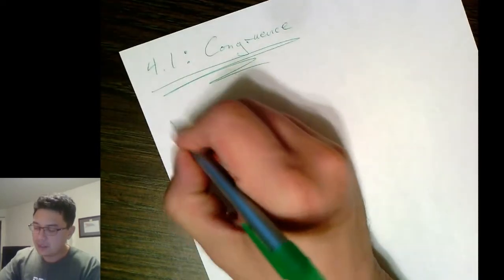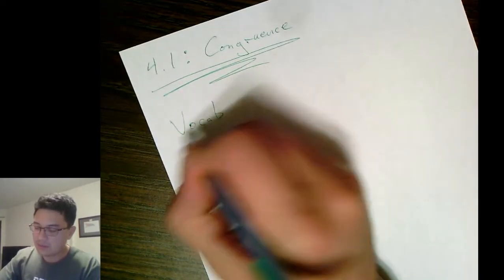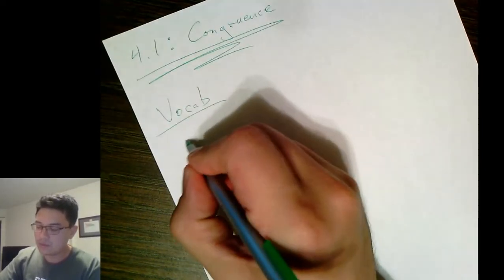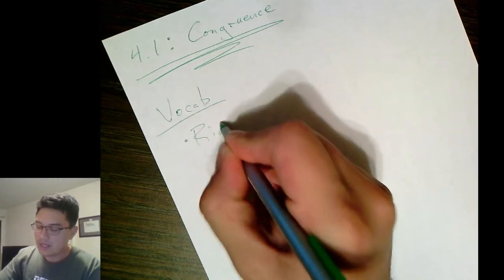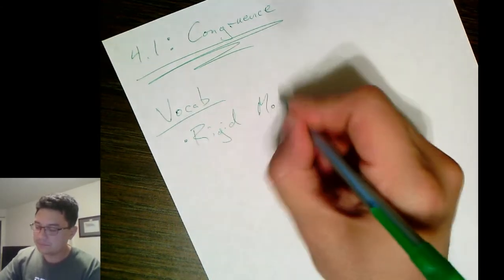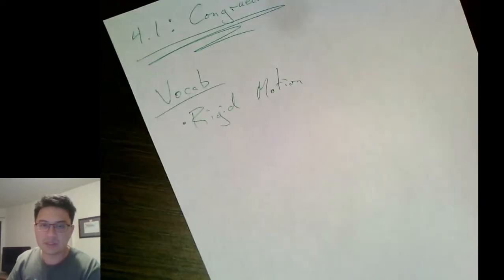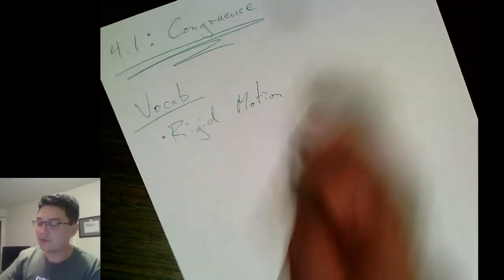So the first thing we need to start off with here is some vocab. The first piece of vocab is, what is a rigid motion? We already have this concept from previous classes. We already defined this concept.